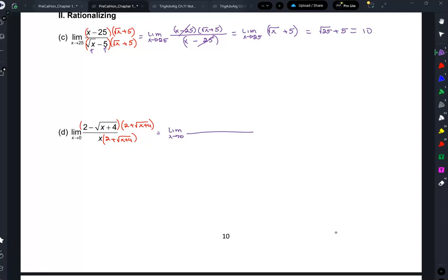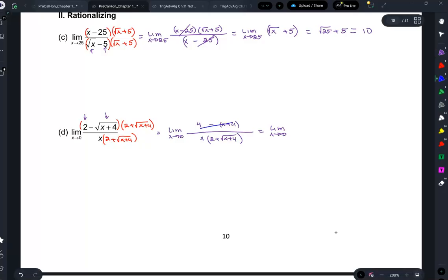Multiply with the conjugate, where you wrote the conjugate. So this will be the square of this, 4, the square of this, x plus 4, minus in the middle. Lots of students miss that minus and then it's points off, so just be careful, right? And then here you have x times 2 plus root x plus 4. Don't multiply it in. So here I have the limit as x approaches 0.